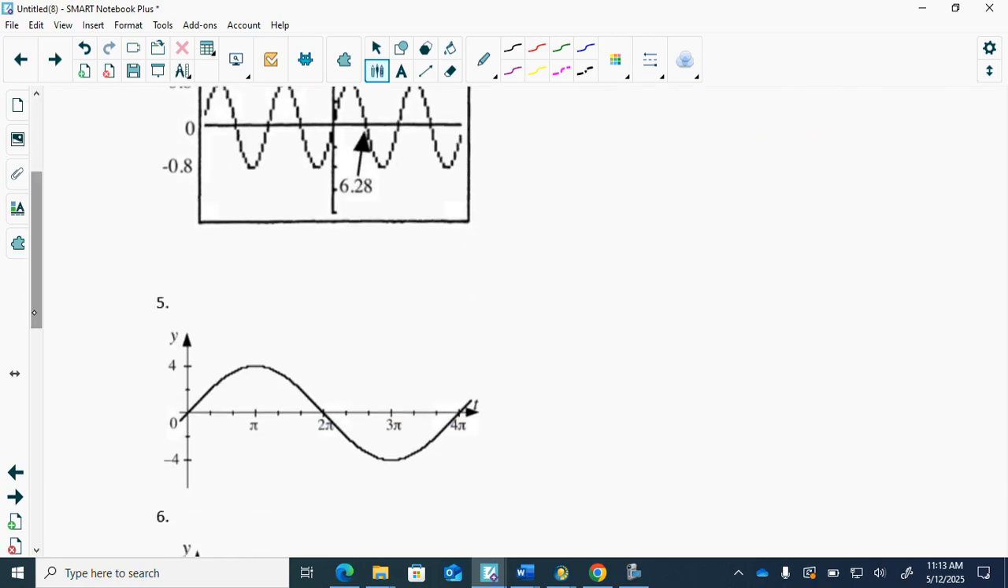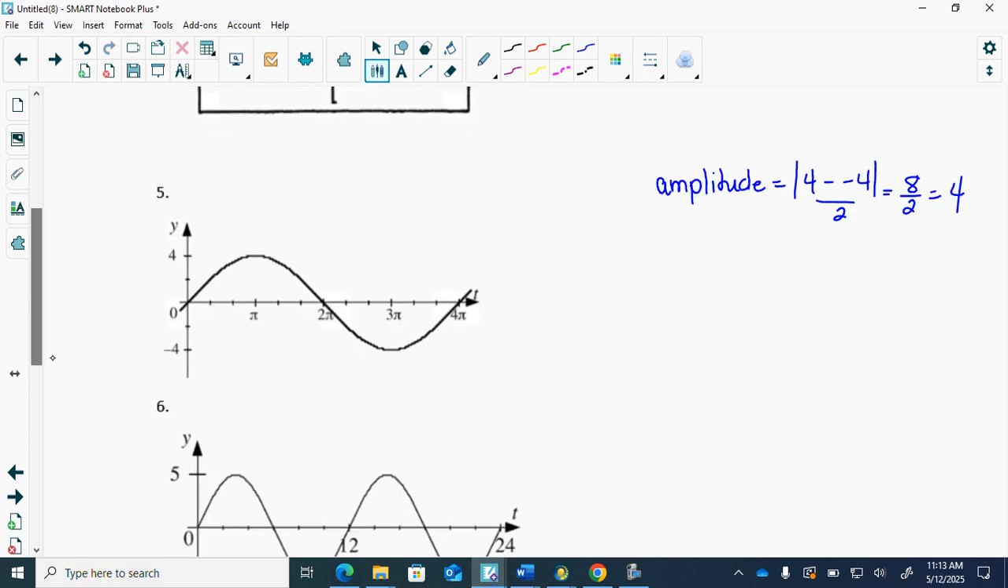Number 5, low and high are negative 4 and 4. So my amplitude equals the absolute value of 4 minus negative 4, divided by 2, which is 8 over 2, which is 4. If I count my vertical distance, it would be 4 up to 0, and then another 4, so that's 8. 8 divided by 2 is 4. You could just count the vertical distance. If they wanted algebra, though, you'd have to show it with the formula.